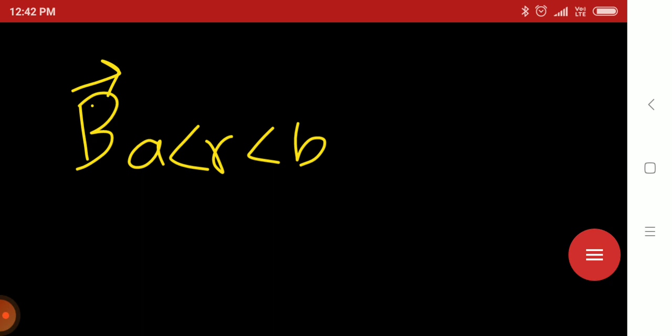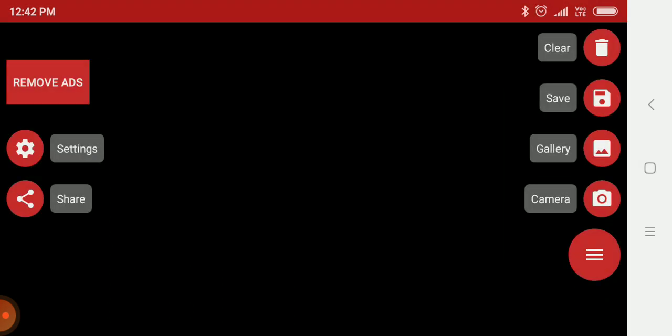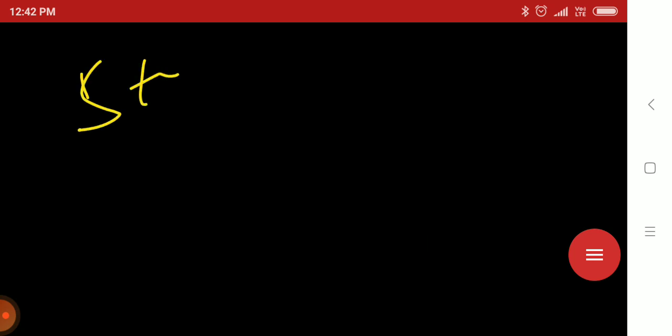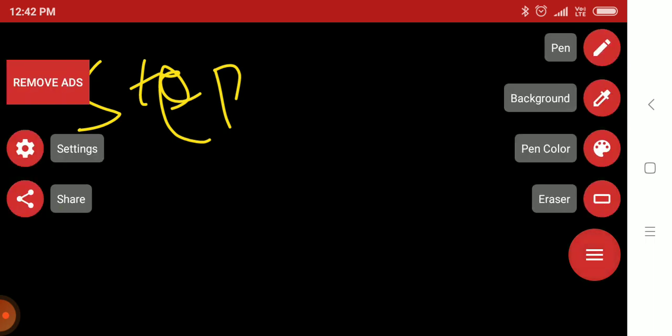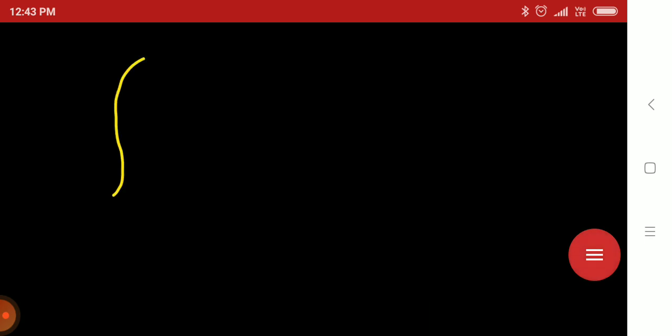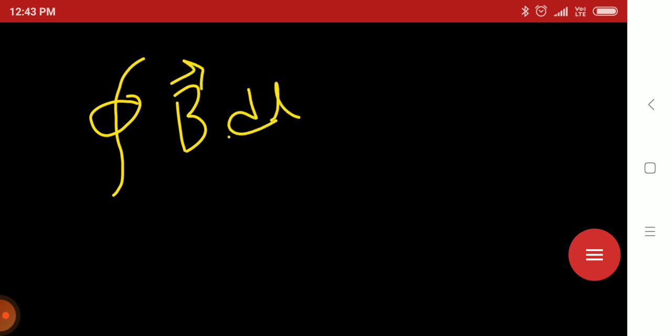This type of question is solvable by Ampere's circuit law, or Ampere's law. So let's try to solve it. First of all, step one: what is Ampere's law? We are not here to discuss the total law. We will discuss only the mathematical portion of Ampere's law. Mathematically, Ampere's law is the closed integral of B dot dl equals mu naught times I enclosed.